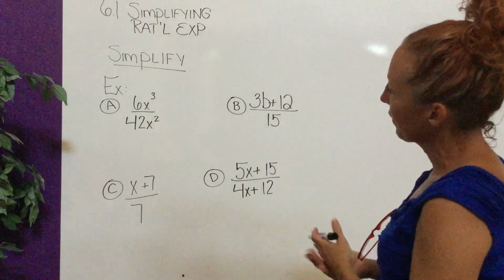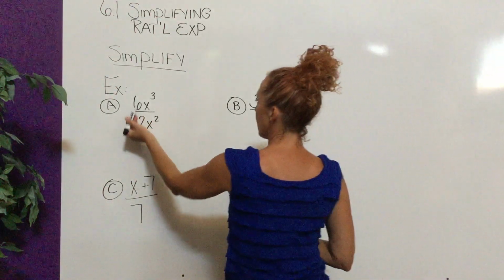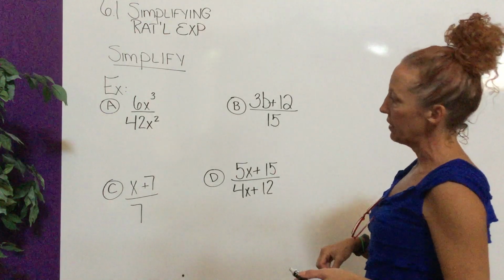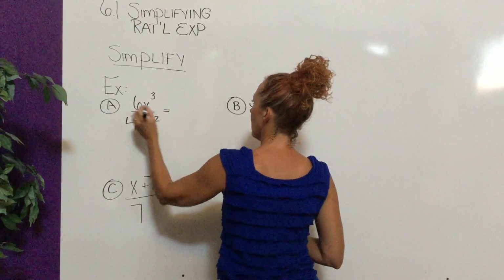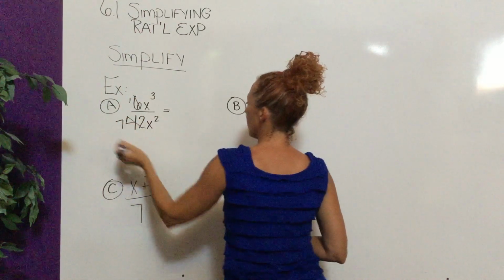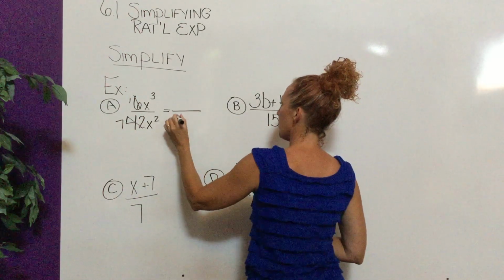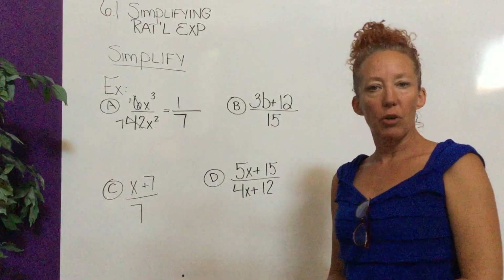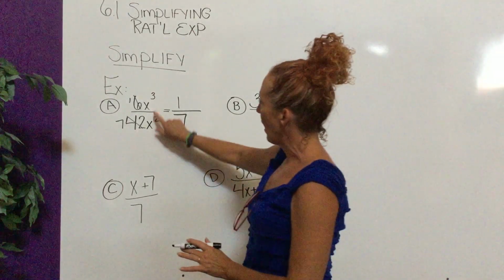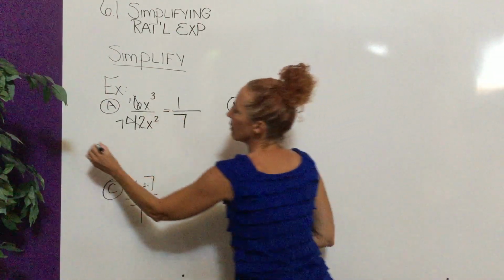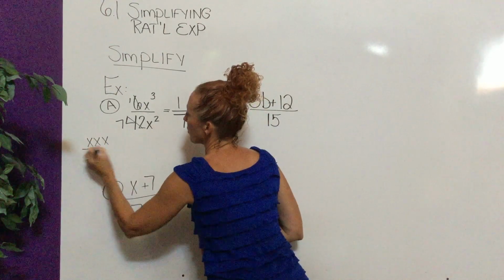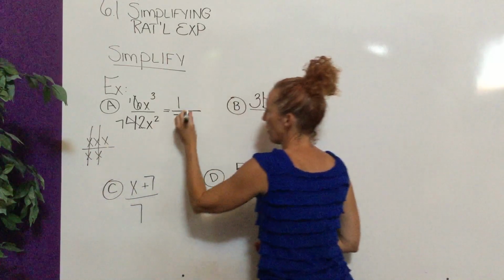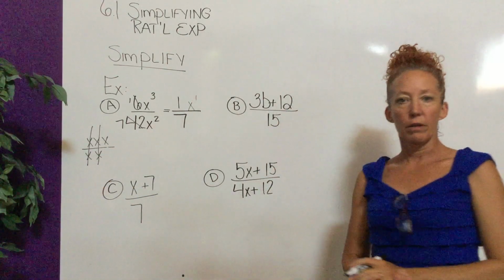All right, so we're looking for those common factors. Between 6 and 42, we're going to divide those numbers. 6 goes into itself once, and 6 goes into 42 7 times, so we have something that looks like that. Then we're going to subtract our exponents. So if we have x to the third over x squared, remember from chapter 4, those cancel, and you end up with x to the first power in the numerator.